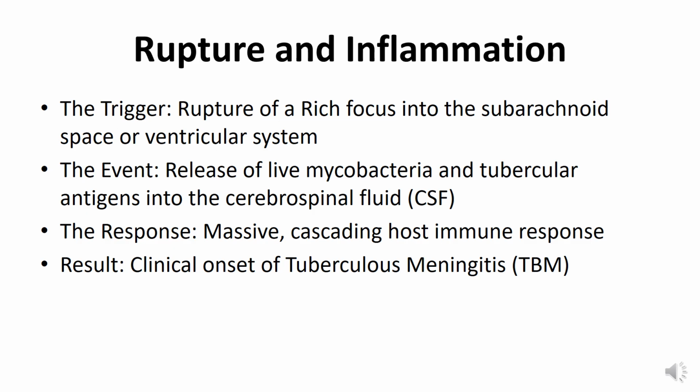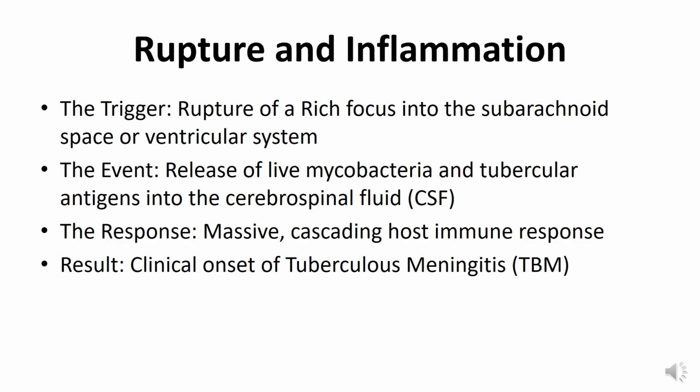The trigger is the rupture of the rich focus. When the wall of the lesion breaks down, its contents are released into nearby spaces within the central nervous system. This rupture most commonly occurs into the subarachnoid space or the ventricular system. These regions contain and circulate cerebrospinal fluid, commonly known as CSF. The cerebrospinal fluid surrounds and protects the brain and spinal cord.